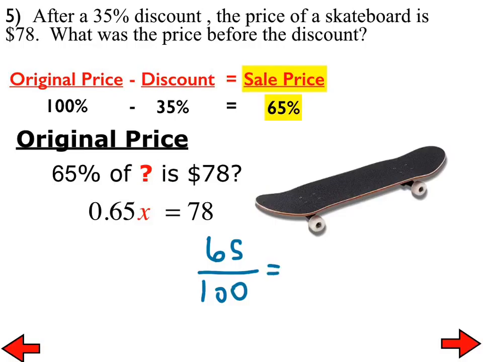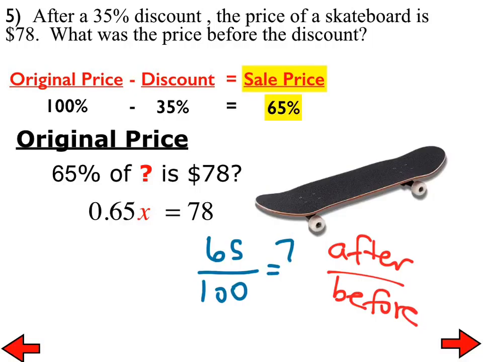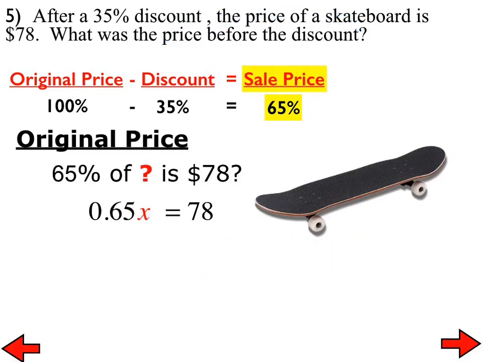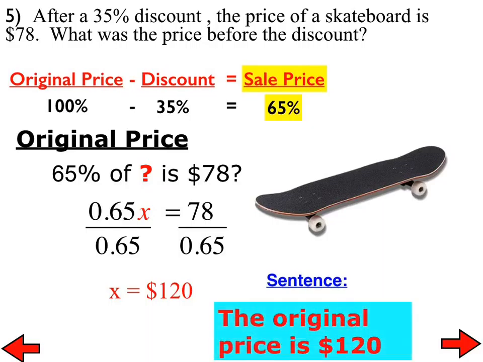And then we want after, over, before. They already told us the after price. That's 78. We are solving for what is it before. So that's x. Divide both sides by 0.65, you should get 120. If you did it the proportion way, you would still get 120. Okay? Next one.